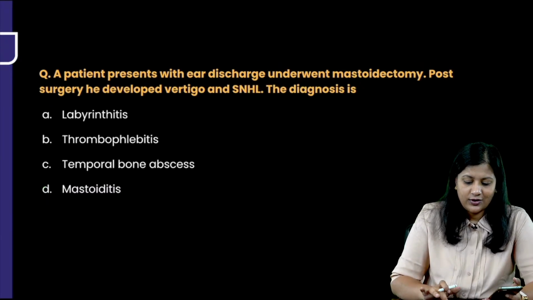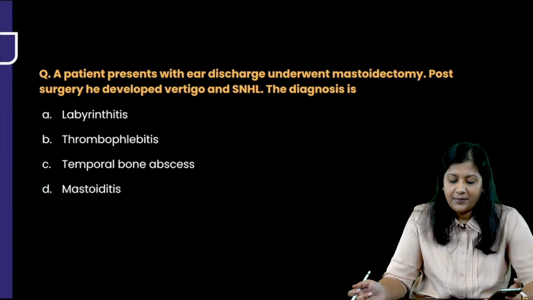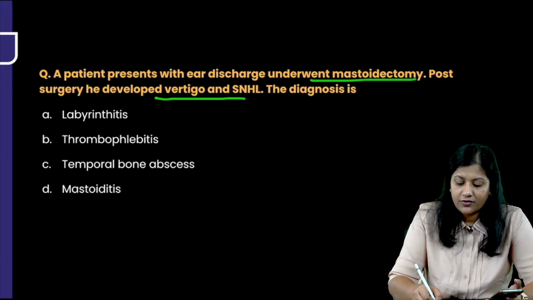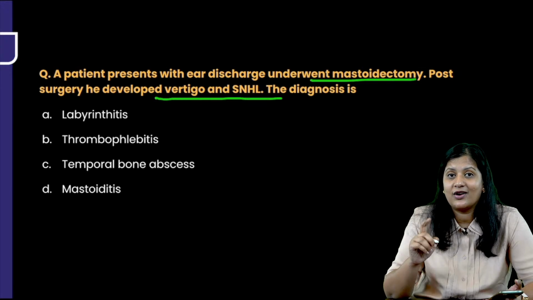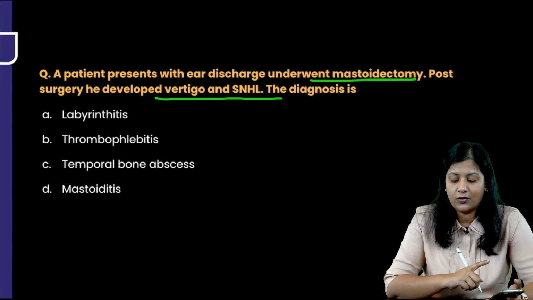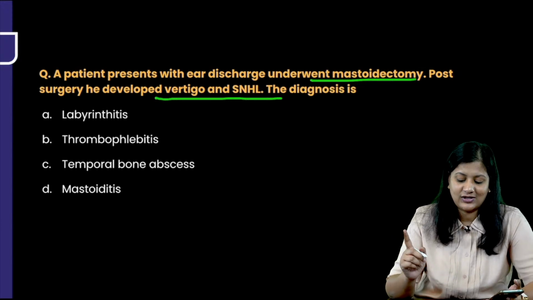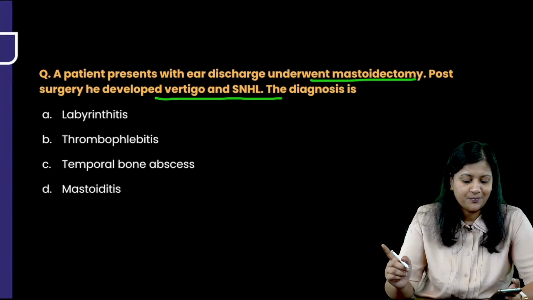Fine. So let's go to the next question. A patient presents with ear discharge and underwent mastoidectomy. Post-surgery, he developed vertigo and sensory neural hearing loss. Now, we discussed this just a minute ago. The diagnosis is labyrinthitis, thrombophlebitis, temporal lobe abscess or mastoiditis.